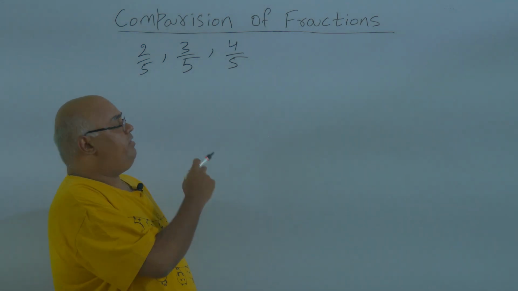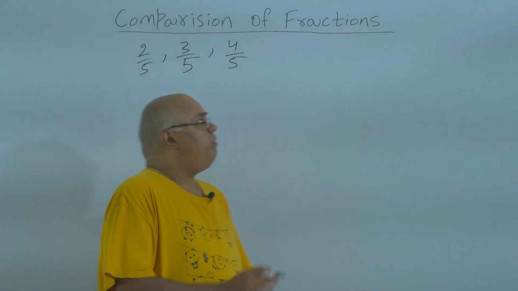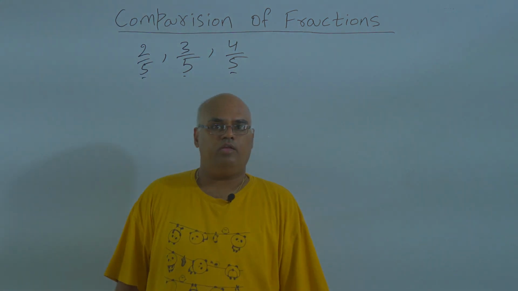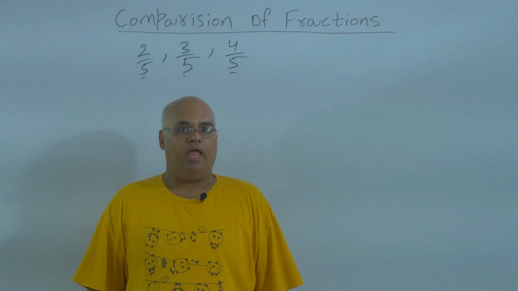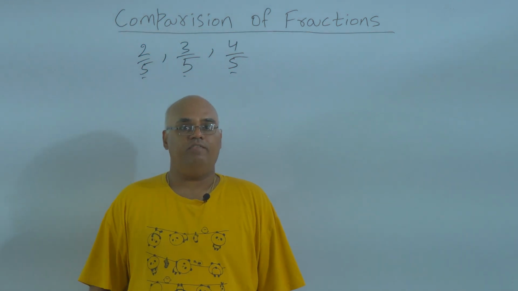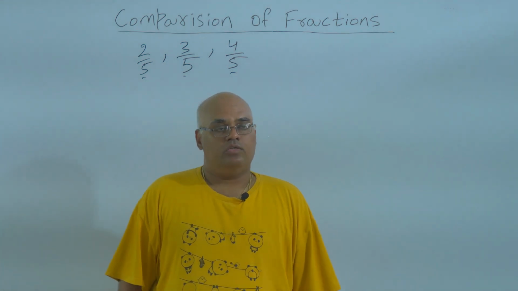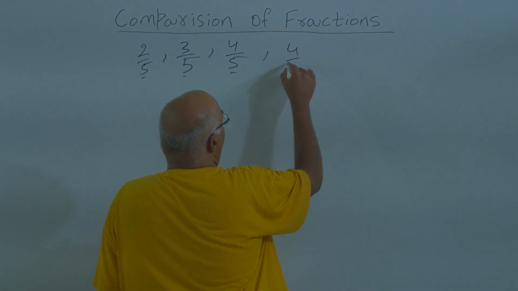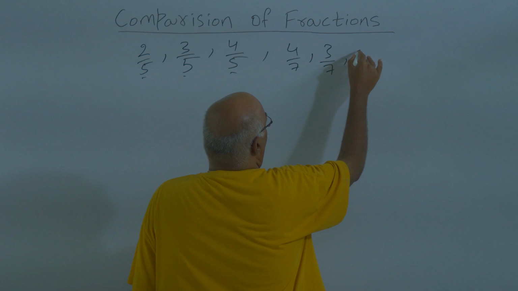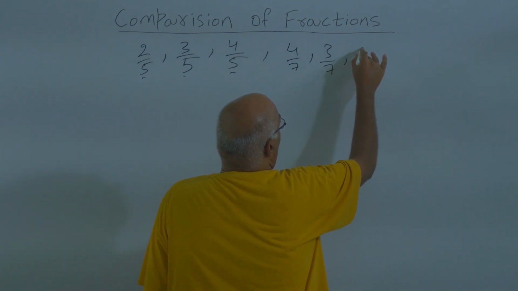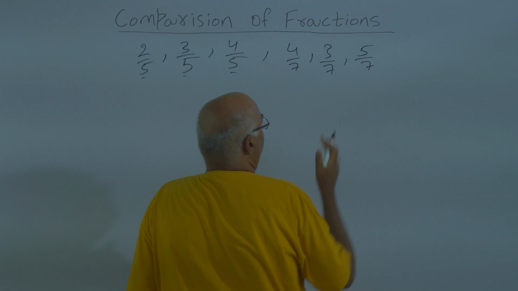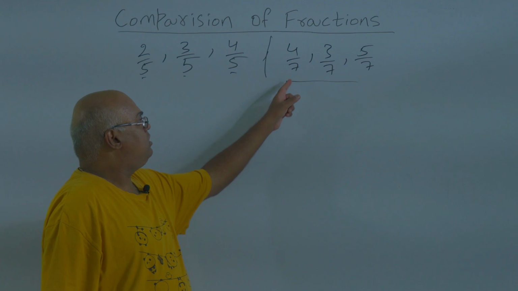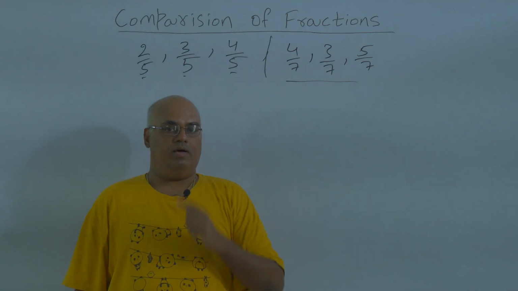Now among these three fractions, if you observe, the denominators are the same. In the denominator of all three fractions you have 5. So such fractions are called like fractions. Like fractions are the fractions in which the denominators are the same. Like this you can take any examples, like 4 by 7, 3 by 7 and 5 by 7. This is another set of like fractions because in the denominator you have the same number 7.